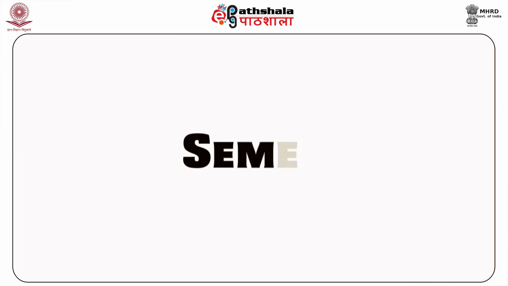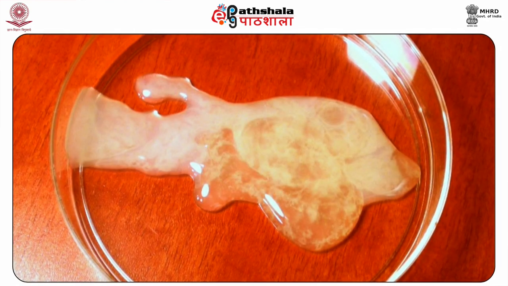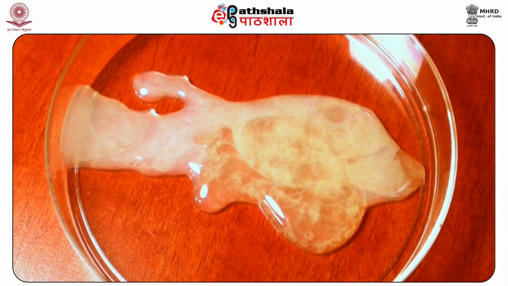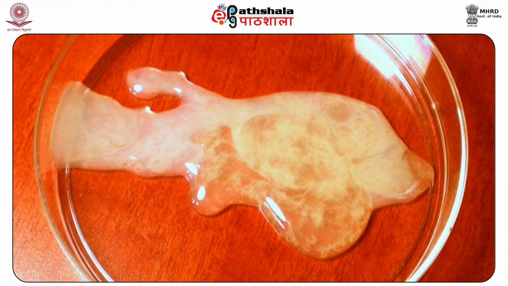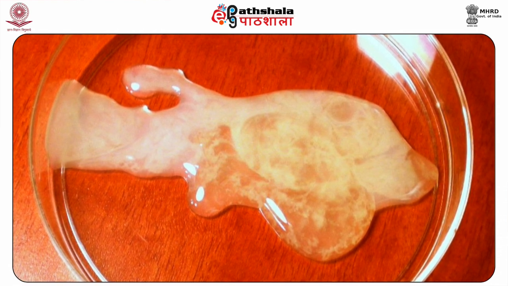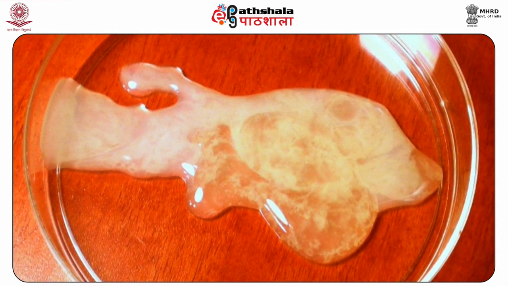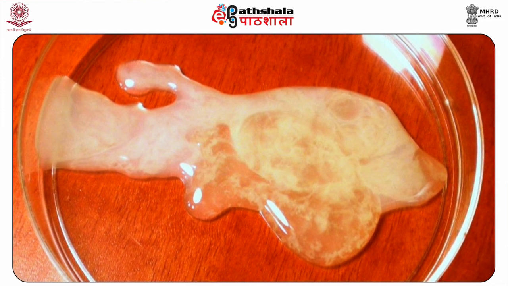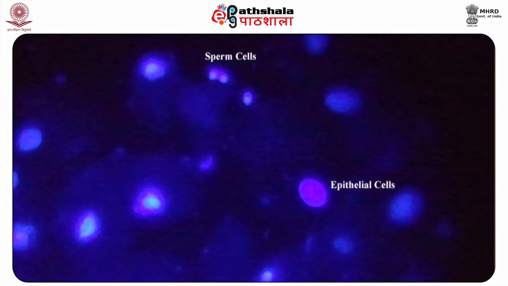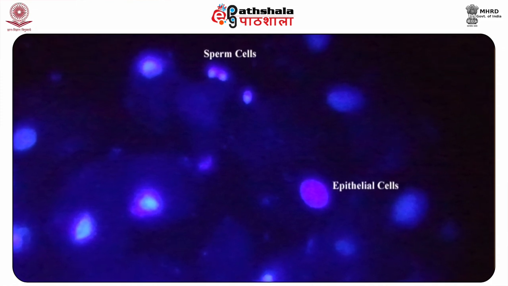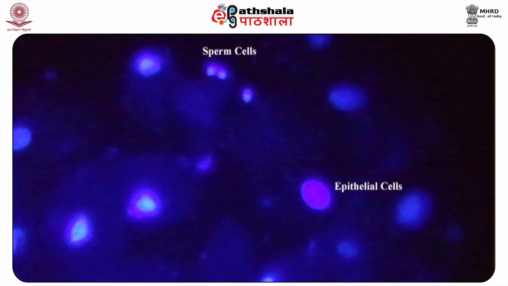Now moving on to semen. Semen is a thick, yellowish white, glairy, opalescent secretion having a characteristic odor known as a seminal odor. The fluorescence of the seminal stains is of a bluish white color.